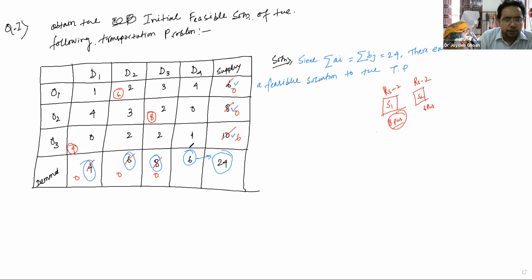Now choose 1 and 4. This becomes 0, so all these columns are redundant. Now 1 is minimum. Requirement is 6 and supply is 6, so definitely you will choose this. This becomes 0 and this becomes 0. If we summarize the whole result, I'm making it as a grid view.